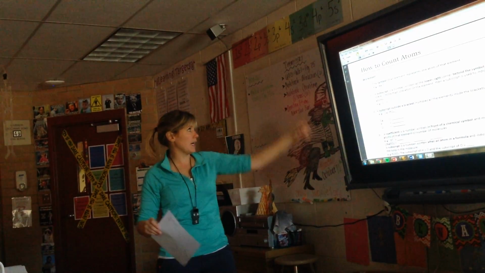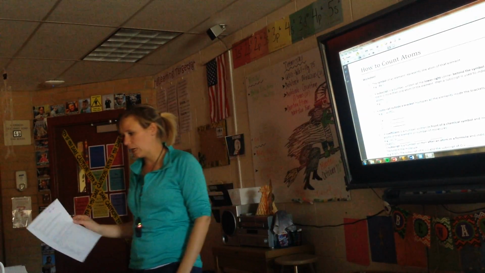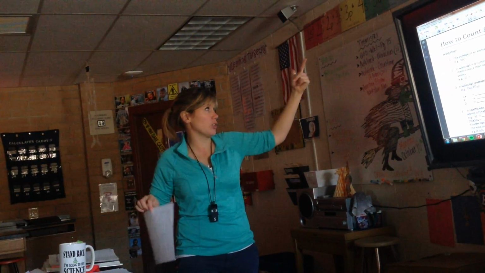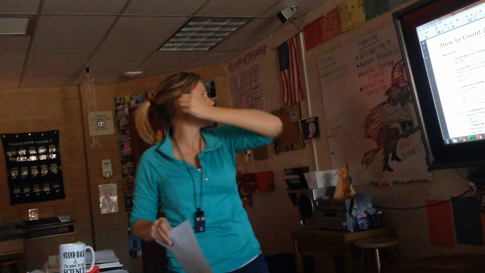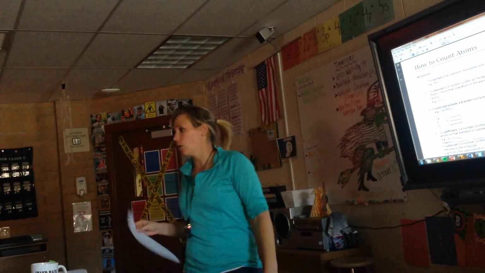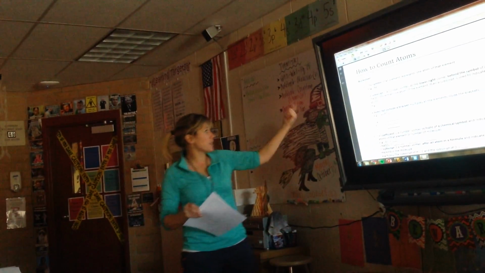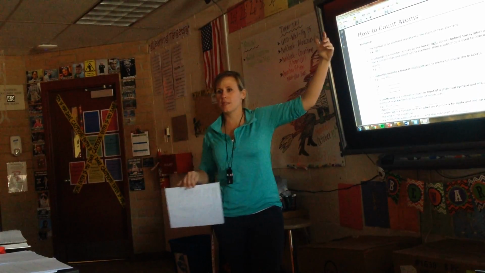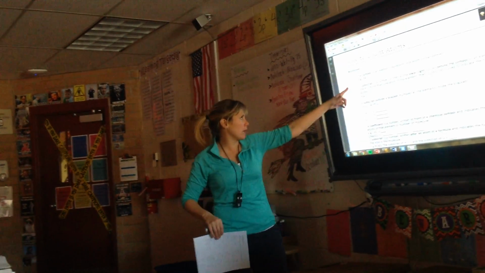All right, so this is the How to Count Atoms worksheet. This is going to be due tomorrow. Depending on the time, we had little tech issues, so you may or may not have enough time to finish this. Let's just go through the first one together, though. The symbol of an element represents one atom of that element. So we're just talking about the symbol and what it represents.